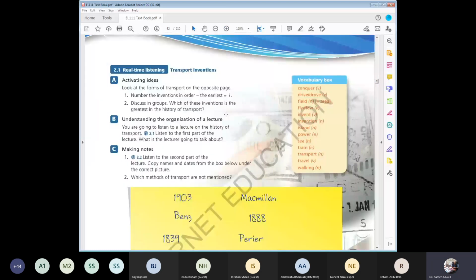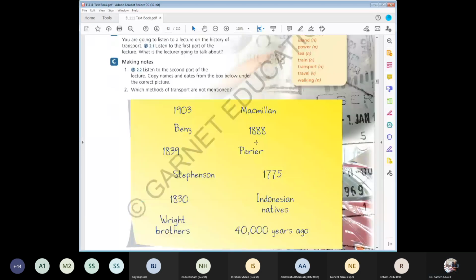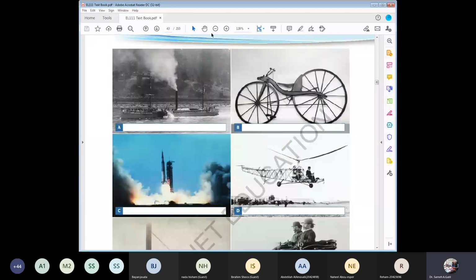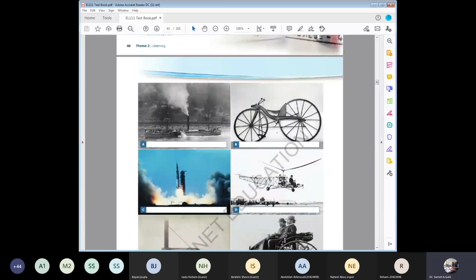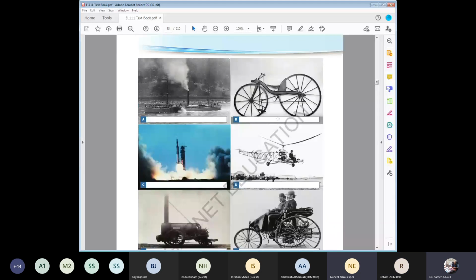Okay, so again, another question about the importance of every invention. Which of them is the greatest in the history of transport? What do you think? Which of them is the greatest? It's the one thing you cannot imagine life without. Cars. I feel it's important. It's C, the rocket.